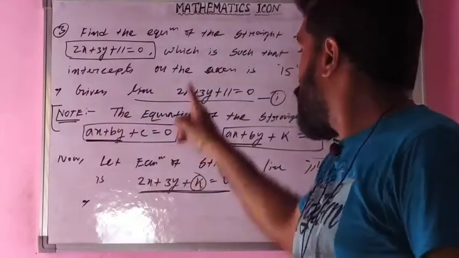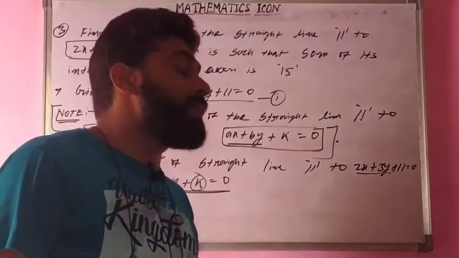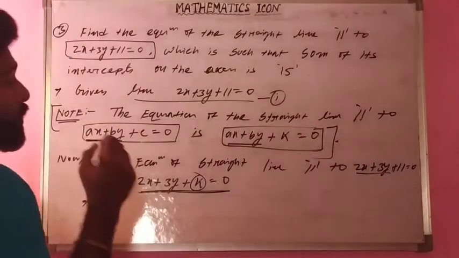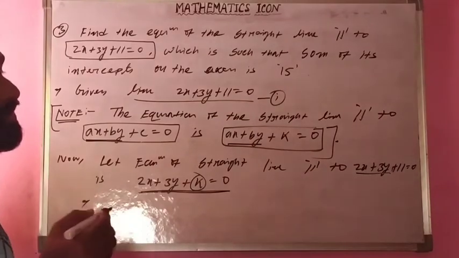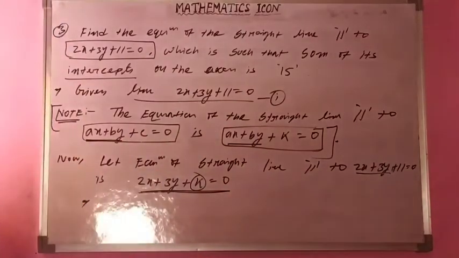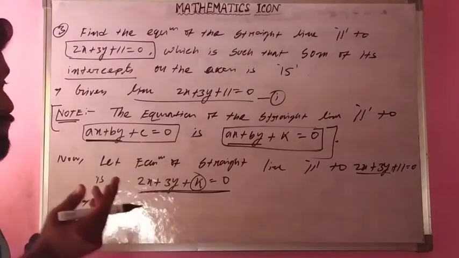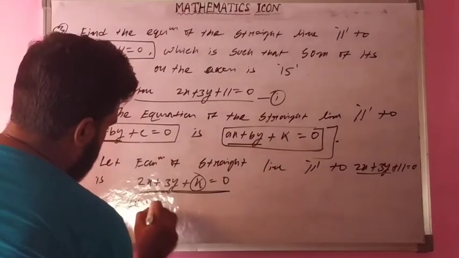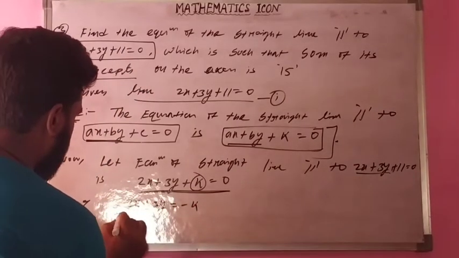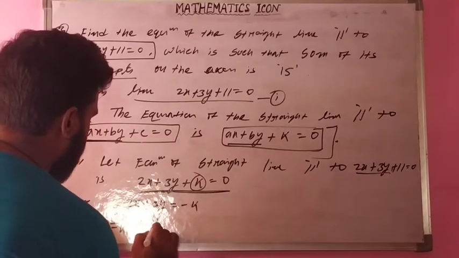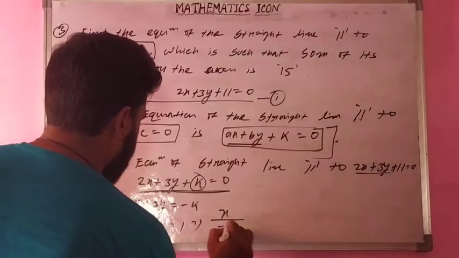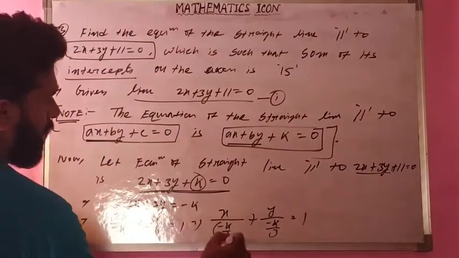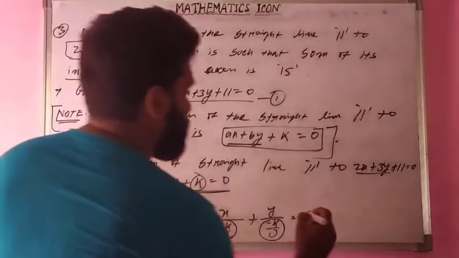Sum of the intercepts on the axis is 15. Sum of the intercepts. That means this is your required line, and this required line needs to be converted to the intercept form of the straight line, and after that you will get the intercepts on the axis. If the word intercepts is used, then you need to convert the equation to the intercept form. Okay, so twice x plus thrice y equals to minus k. That means x by (minus k by 2) plus y by (minus k by 3) equals to 1. So these are the intercepts, equation number 2.